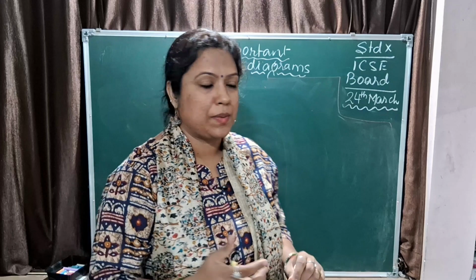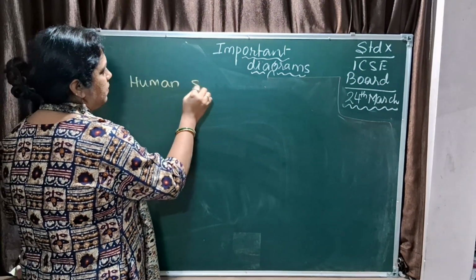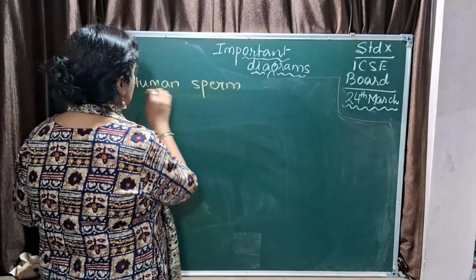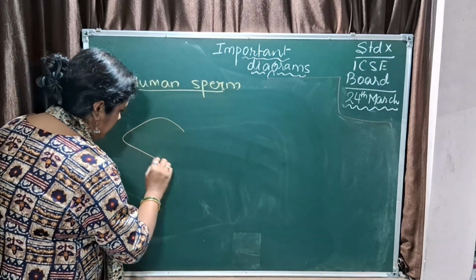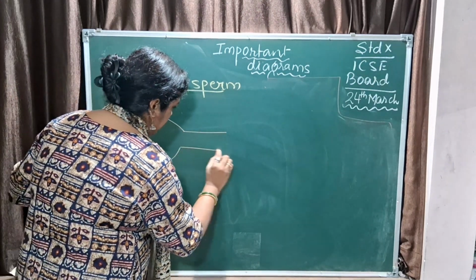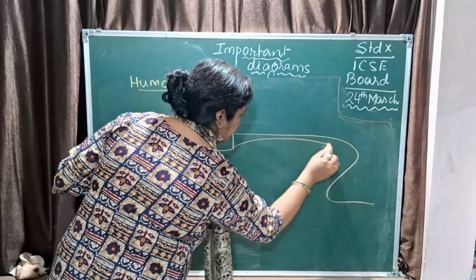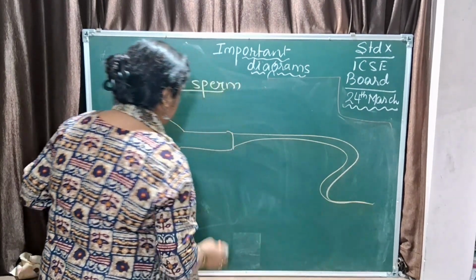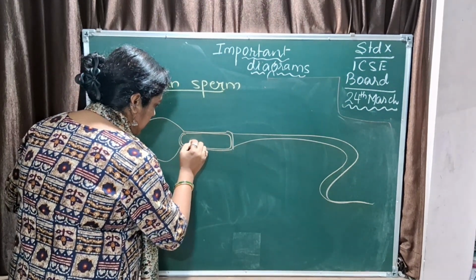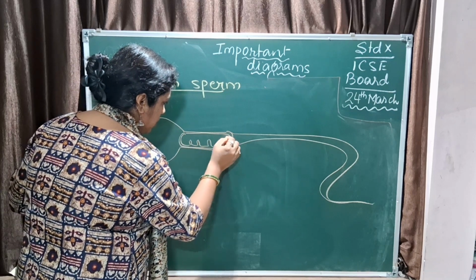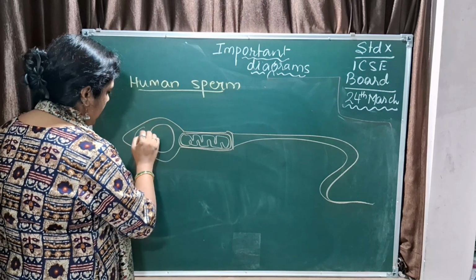Male gamete, the human sperm. Now the diagram is really easy to draw. You have to have the head, the neck and the tail. In the neck region you have got the mitochondria. I have already told you how to draw the mitochondria. Then you have the nucleus and you have the acrosome.